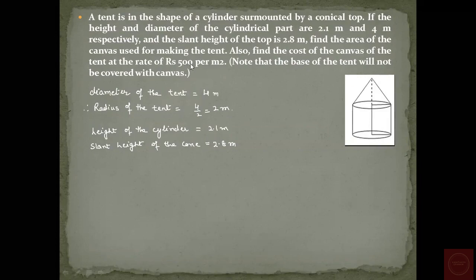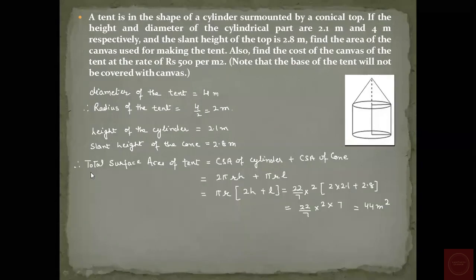Now first we are going to find its surface area. Because the rate is given per surface area, you can see 500 per meter square. So first we are going to find its surface area. After that we are going to find the cost of the canvas, right?